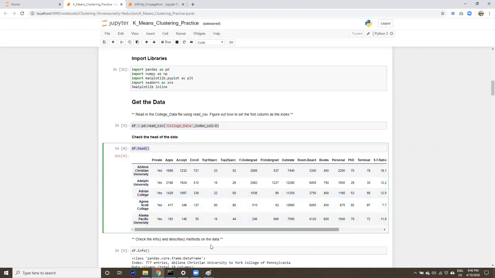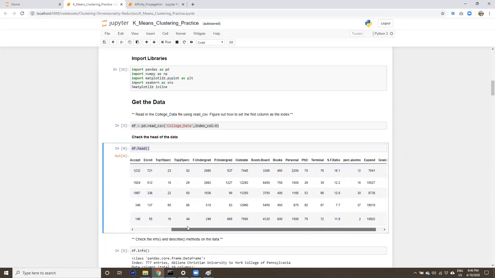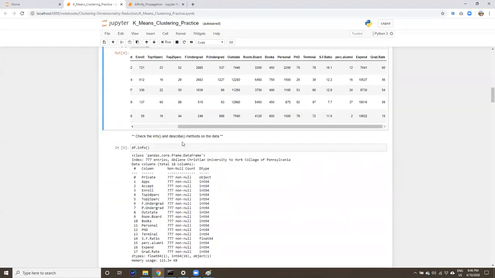Top 5 rows for this data set. So if you see this data set, all the university names are there, and then private, number of applications, accepted, enrolled, and all those, graduation rate, number of PhDs, and all those details are there.